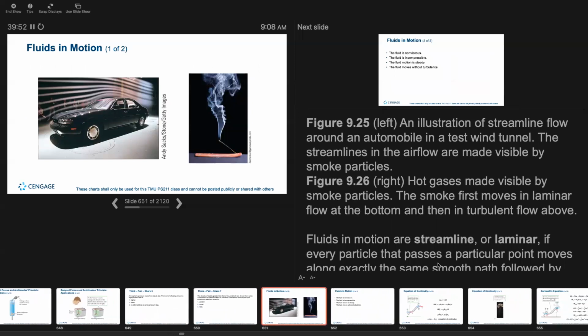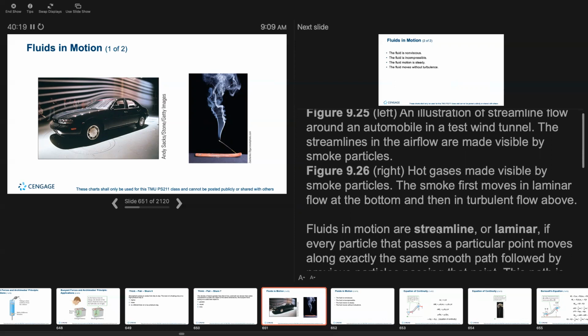So here's a couple of examples. On the left, we see streamline flow around an automobile in a test wind tunnel. The streamlines in the flow are made visible by smoke particles. And on the right, we have hot gases made visible by smoke particles. The smoke first moves in laminar flow at the bottom and then in turbulent flow above. And so you can see that transition.